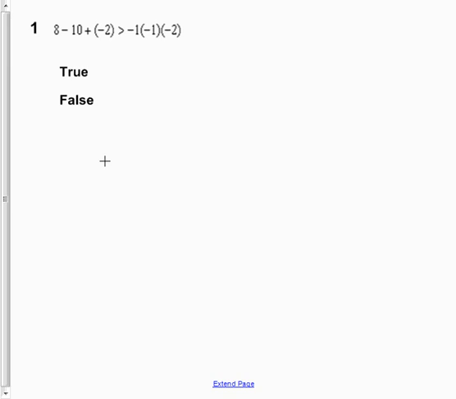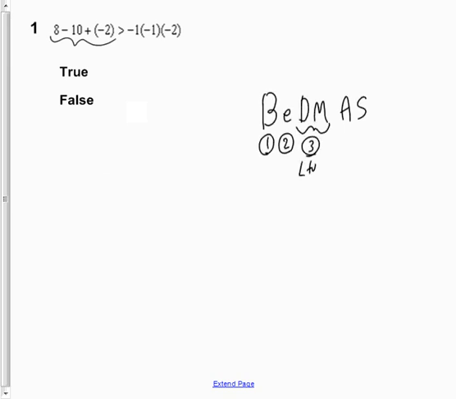So the first thing we're going to do is actually find out what this actually works out to be. And there are only addition and subtraction. And in BEDMAS, keep in mind there are 4 steps: brackets, exponents, division, multiplication in the order they appear from left to right, and addition, subtraction in the order they appear from left to right.